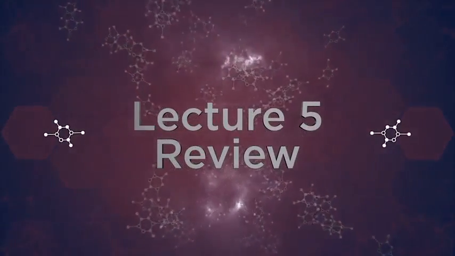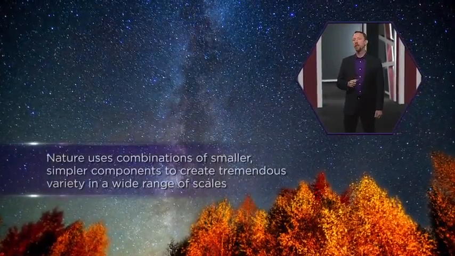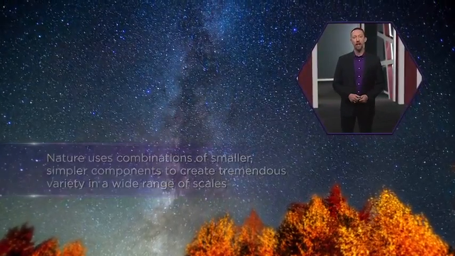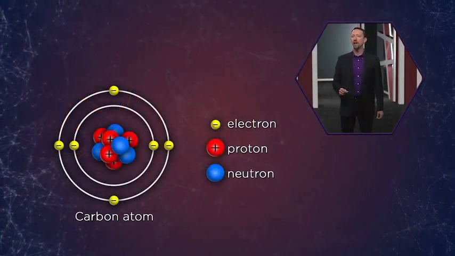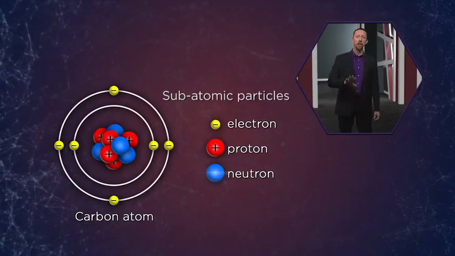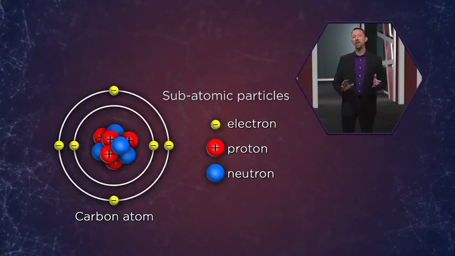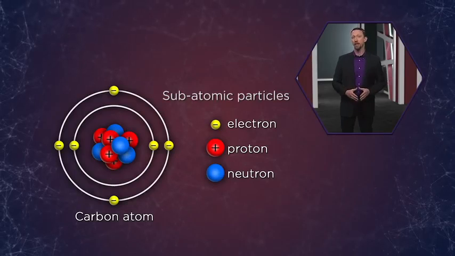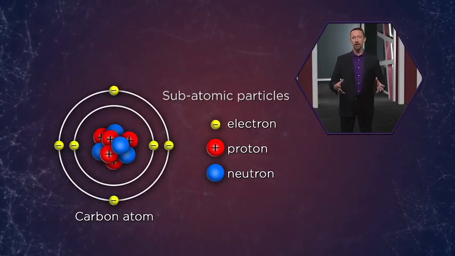So let's take a moment now and review what we have discussed so far. We started out considering how nature uses combinations of smaller, simpler components to create tremendous variety in a wide range of scales, from galaxies to biological systems. We saw how atoms are not so different, having only 3 components called subatomic particles: protons, neutrons, and electrons. We saw how protons and neutrons reside at the center of the atom in its nucleus, giving the atom most of its mass, and how electrons orbit that nucleus, balancing out the positive charge at the atom's center.